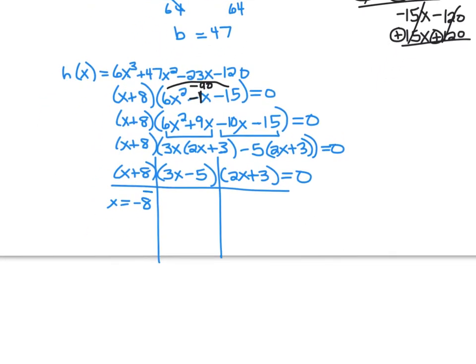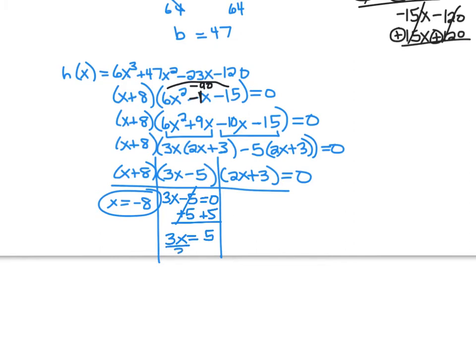Now, if you can look at this and just say the answer is positive 5 over 3, you can just jump right to the answer. If not, I think these ones are a little harder to do. I would just take that factor and set it equal to 0 and solve. Okay, so we can add 5 to both sides of the equation, which leaves us with 3x equals 5.